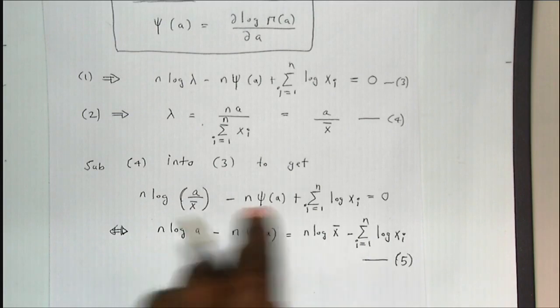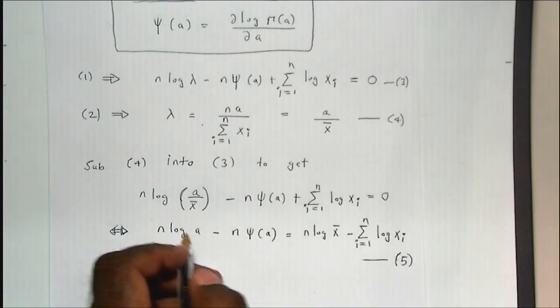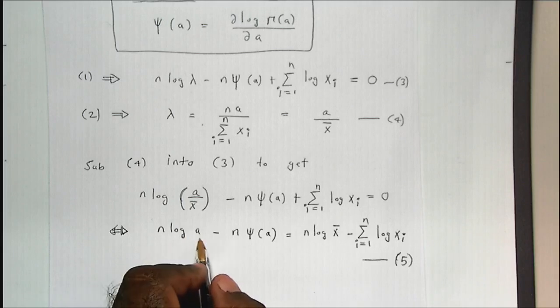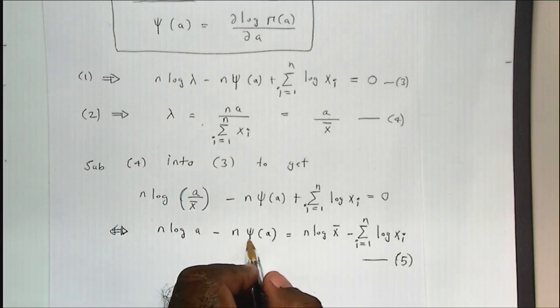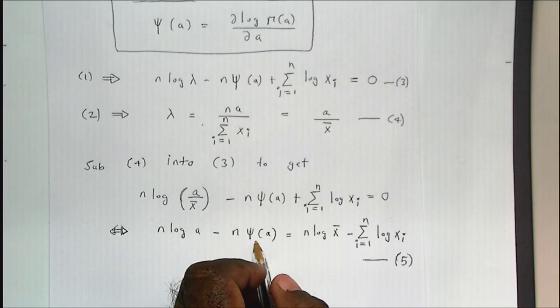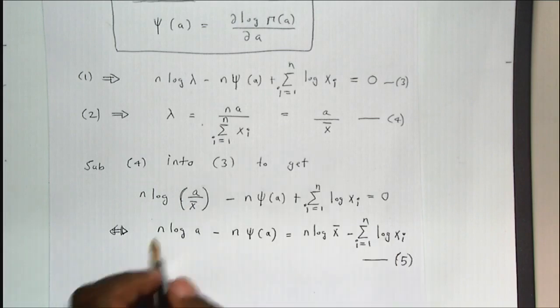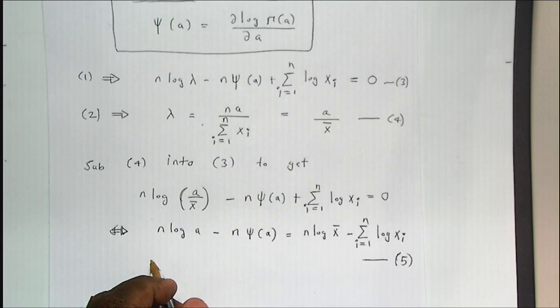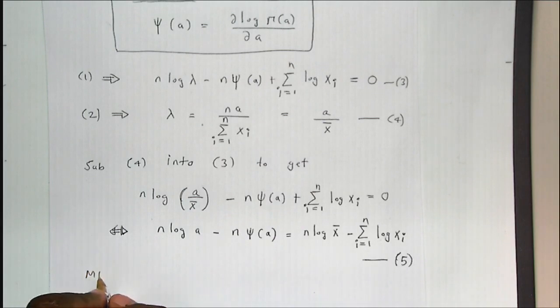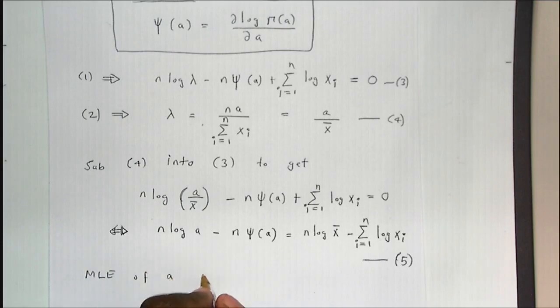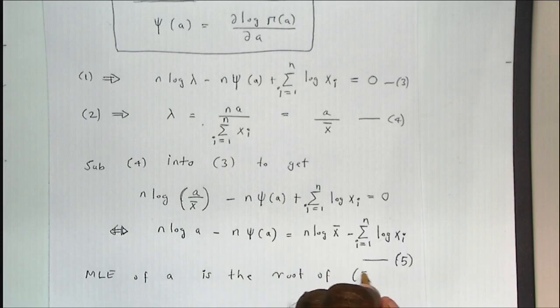Now, this equation involves only A, but there are two places where A appears: there's an A here, and there's an A here, which is an argument for the Digamma function. So you can't simplify it, and looking at this equation, it doesn't look easy to solve, right? So basically, what you have to say is that the MLE of A is the root of equation 5.